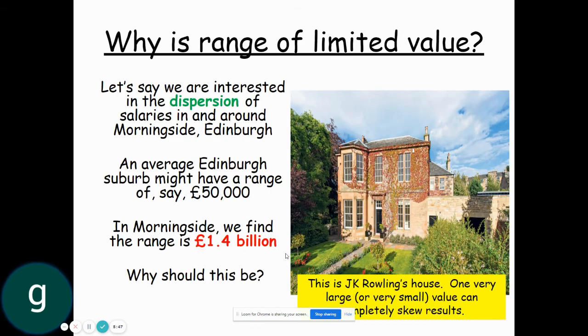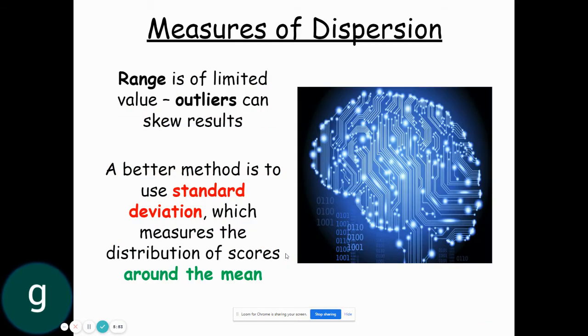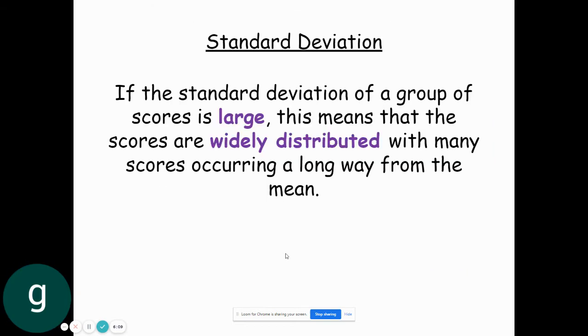So if you take out J.K. Rowling's house, which looks like this, which apparently is worth several billion, but doesn't look that nice, it really skews the results. So a better method is to use what's called the standard deviation, where we find the mean of a data series and then look at the general distance between each data value and that mean, and then see how much variation you actually have.